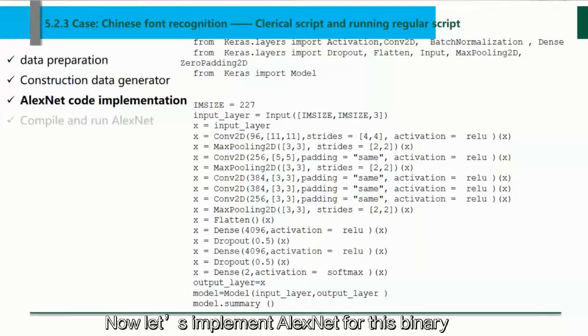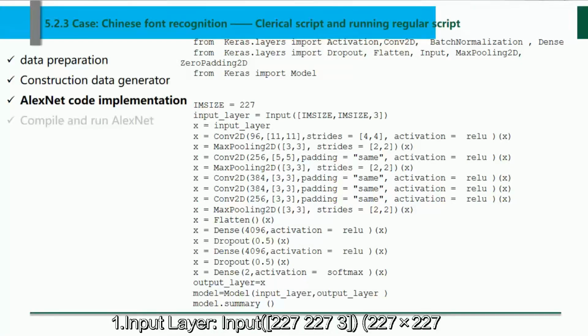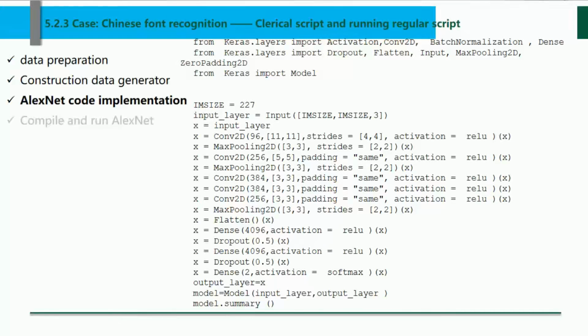Now, let's implement AlexNet for this binary classification task with Keras. The code follows AlexNet's structure, adjusted for 2 classes. First, input layer, input 227, 227, 3: 227 multiplied by 227 color images. Second, first conv and pool, Conv2D 96, 11, 11, strides equals 4, 4, activation equals relu, MaxPooling2D 3, 3, strides equals 2, 2.